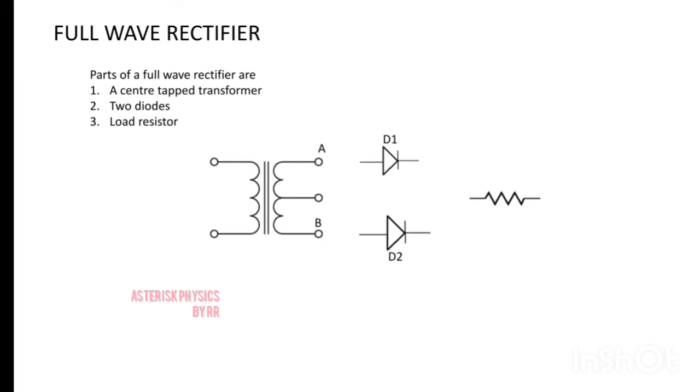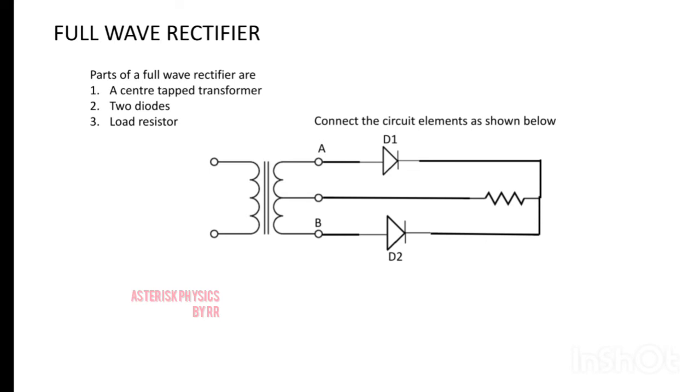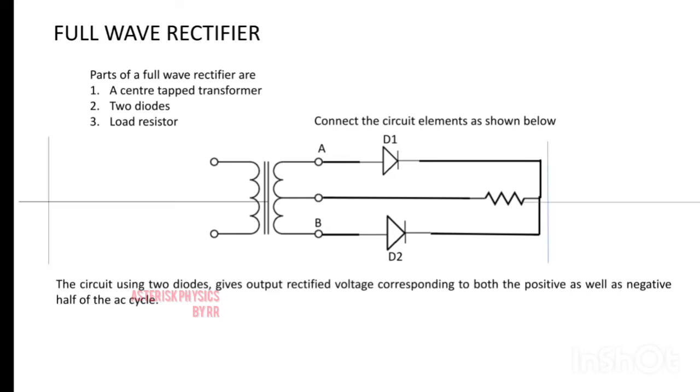And now we require a load resistor also. Now connect the circuit elements as shown below. And now you have the circuit diagram of a full wave rectifier which uses 2 diodes. The circuit using 2 diodes gives output rectified voltage corresponding to both the positive as well as negative half of the AC cycle. That is, output is present across the load resistance RL for both the half cycles of input AC.